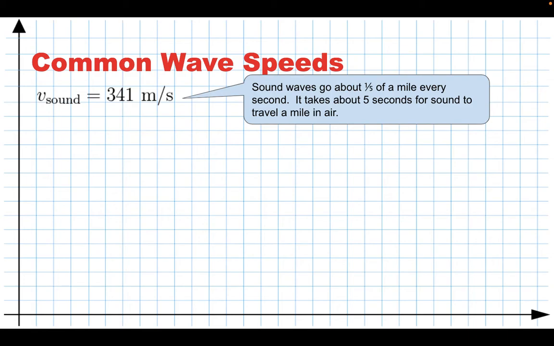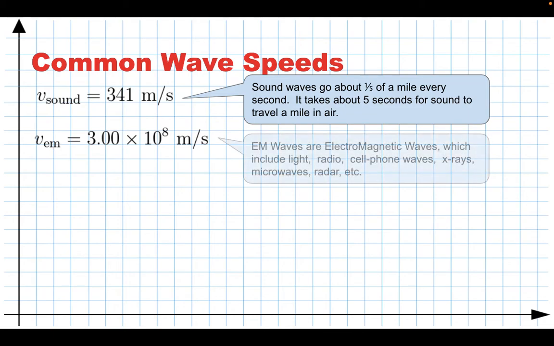The other common wave is an electromagnetic wave, so we use EM here. So electromagnetic waves are the waves that are created when atoms vibrate. So electromagnetic waves include light, radio waves, cell phone waves, X-rays, microwaves, radar, all of those are electromagnetic waves. And they all go 300 million meters per second. These waves move extremely fast. They can go all the way around the Earth 7 times in 1 second. So they move extremely fast.